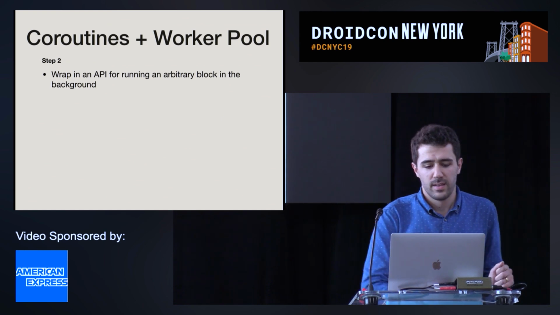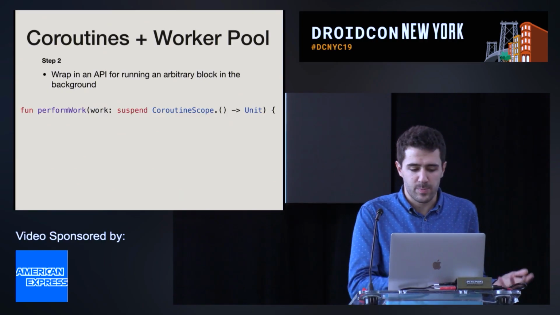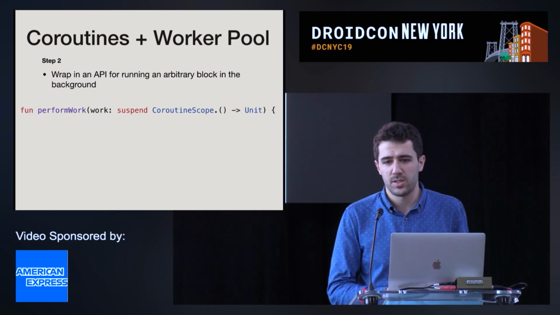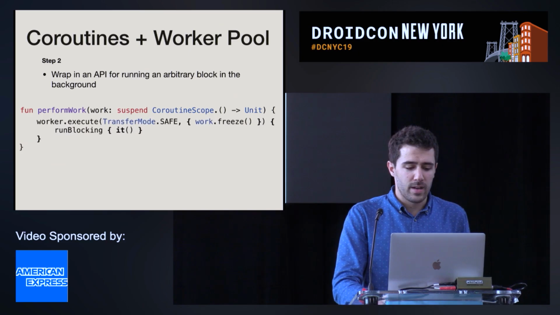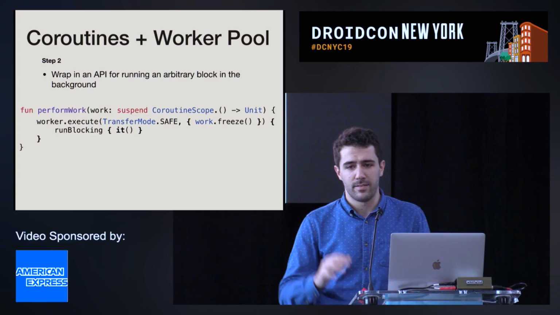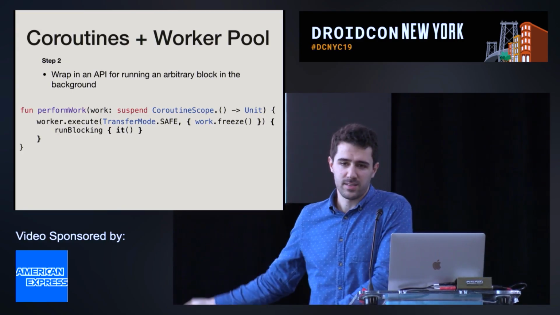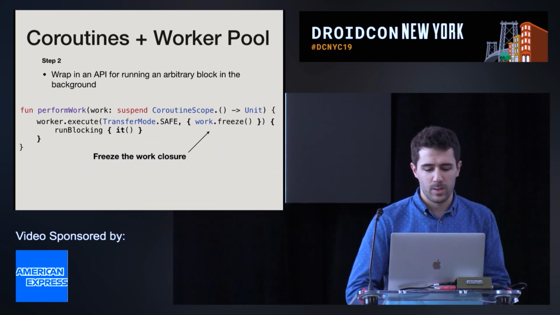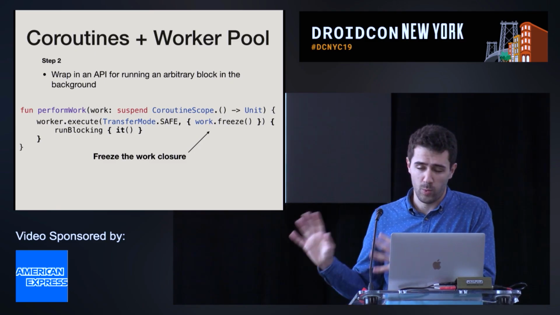We want to be able to take an arbitrary block of coroutine code and run it in the background. So to do that, we're going to create this perform work method. The work block here has the same signature as the run blocking block. And so now what we can do is we can take that work block, freeze it, because again, coroutine worker takes the approach of let's just try and work with frozen mutable states. So we're going to freeze that work block and then transfer it across so that we can run it inside of run blocking in our background thread. Right? Freezing the work enclosure. And that's it. So now we have this API that abstracts the details of a worker specifically.